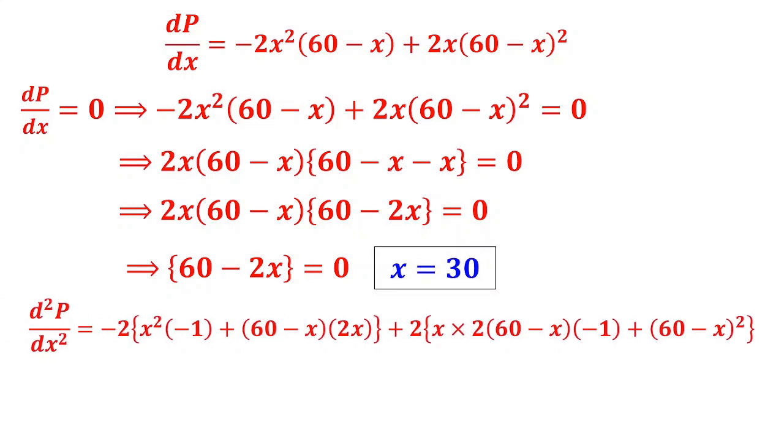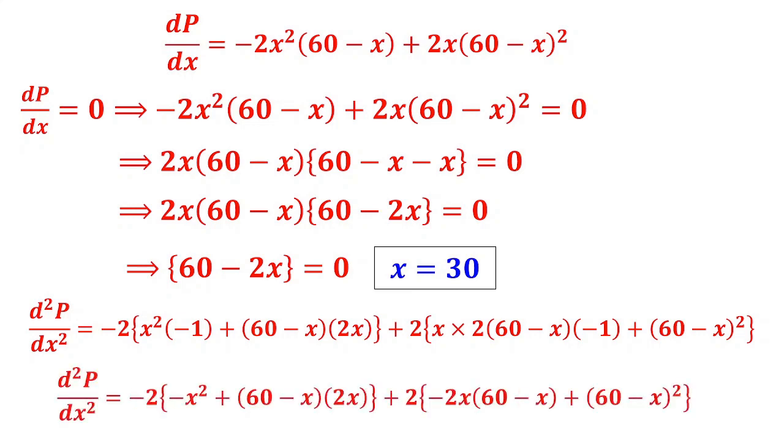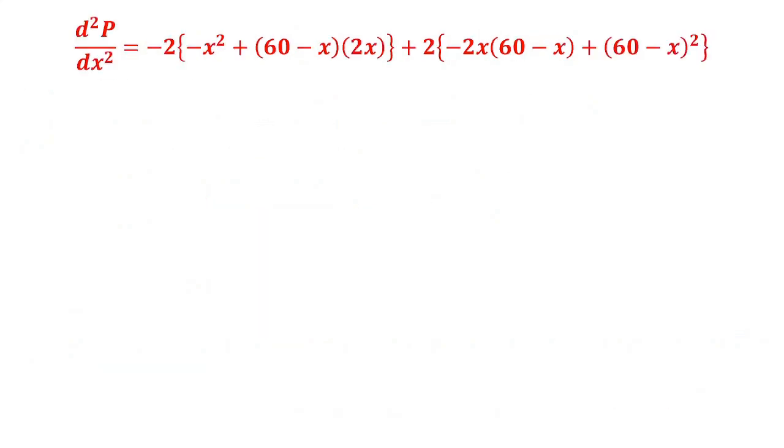Now, let us find the second derivative. Once again, we have to use the product rule. I am keeping minus 2 outside and differentiating x square into minus 1 plus (60 minus x) into 2x, like that. This is a normal differentiation. And I am not simplifying it because I am going to put in the value of the second derivative at x is equal to 30.